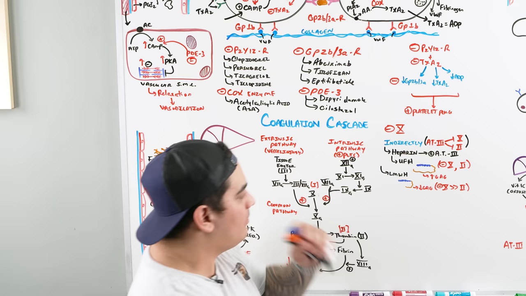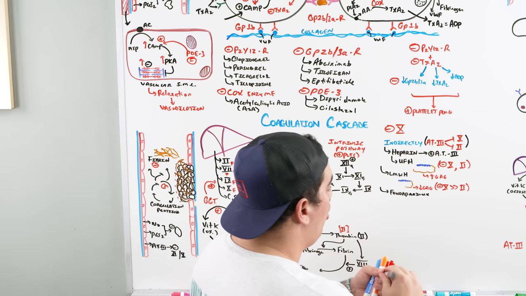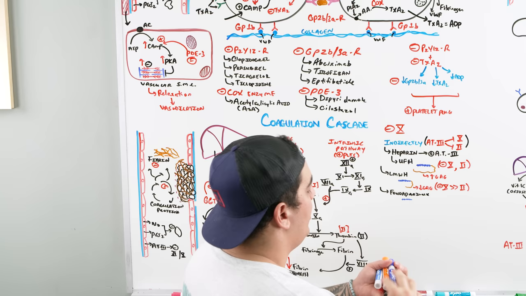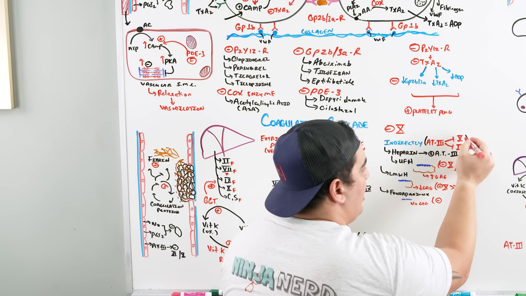Now, there is one more type of heparin. It's a synthetic type called fondaparinux. This one has no glycosaminoglycan. It only has the little baby pentasaccharide structure, so there's no ability to inhibit thrombin whatsoever. Because of that, this one only activates antithrombin 3, which inhibits only factor 10, okay?